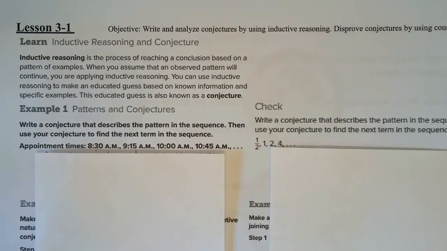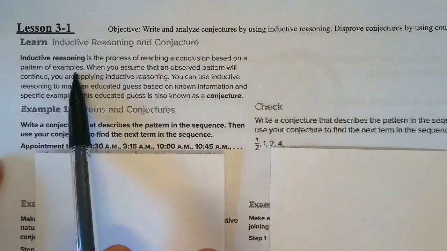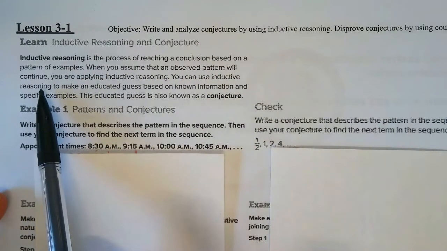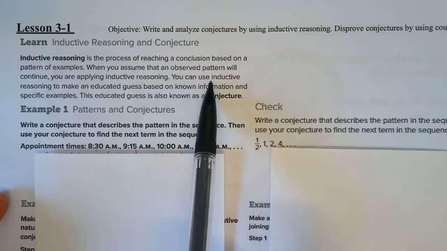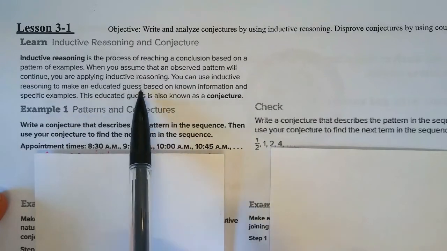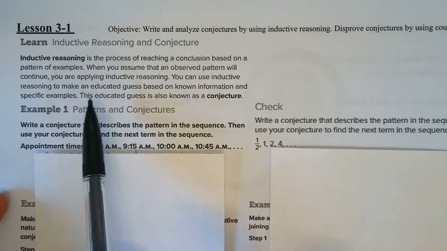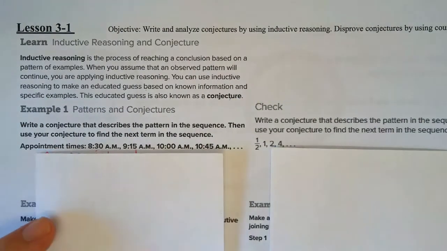Section 3.1 is about us writing and analyzing conjectures by using inductive reasoning. Inductive reasoning is the process of reaching a conclusion based on a pattern of examples. When you assume that an observed pattern will continue, you are applying inductive reasoning. You can use inductive reasoning to make an educated guess based on known information and specific examples. This educated guess is also known as a conjecture.